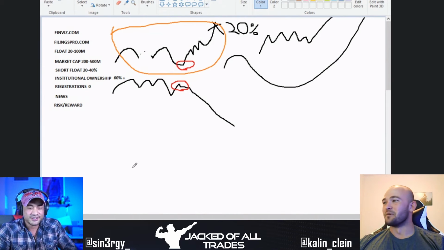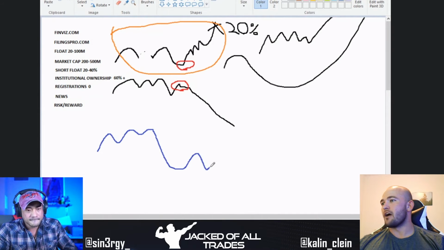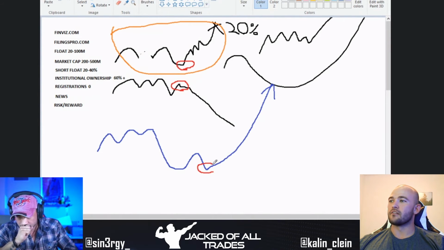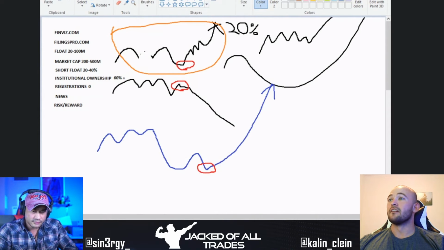I'll draw this one in blue. So, let's just say you're going long. You have a chart that looks like this. It dips way down, and then there's a bounce, and then it goes way up like that, right? Let's just say that's what you're looking for. So let's just say right here is where you are looking to buy. So where's your risk and what's your potential reward?